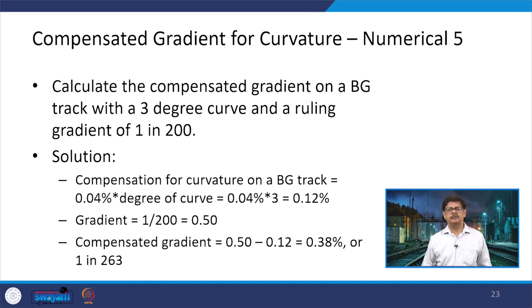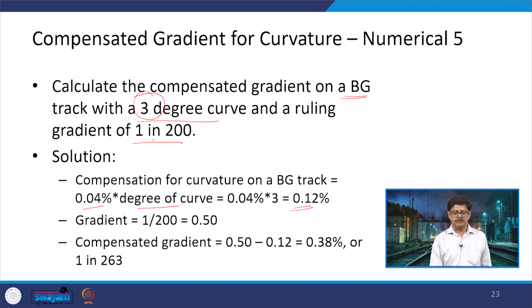Now, let us look at a numerical with respect to this. We have to calculate the compensated gradient on a broad gauge track. When it says it is a broad gauge track, that means the rate is 0.04%, and the degree of curvature is 3 and the ruling gradient which is provided is 1 in 200. So, what is going to be the compensation here? The compensation is 0.04% multiplied with the degree of curve. So, 0.04 into 3, where 3 is the degree given here, gives 0.12%, and this 0.12% is the compensation which is to be done.